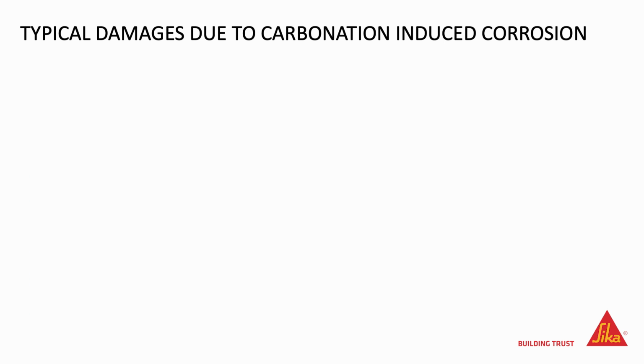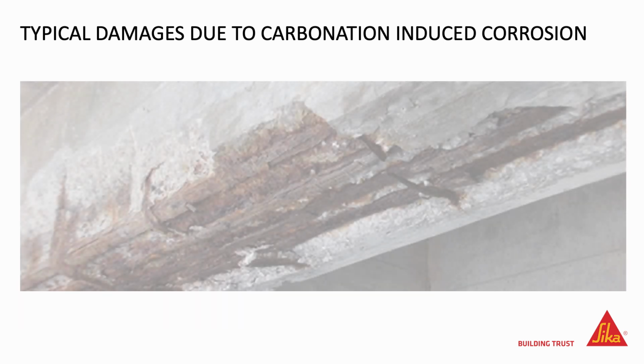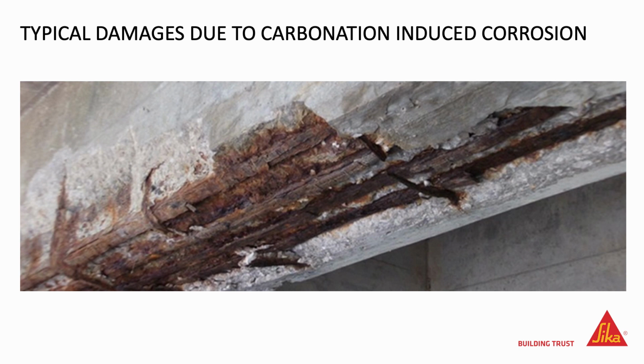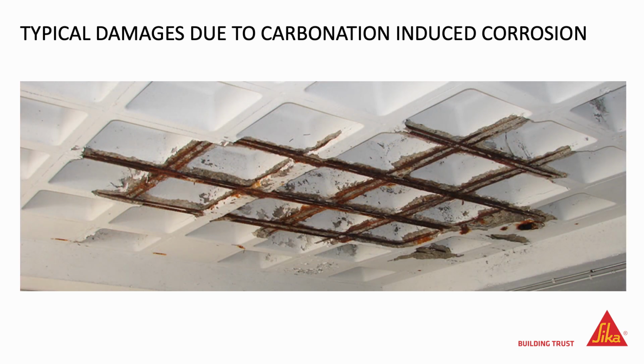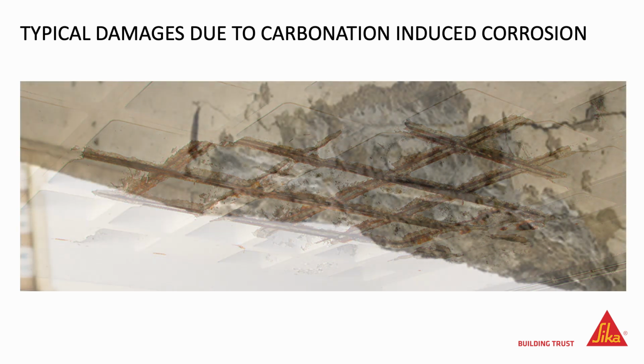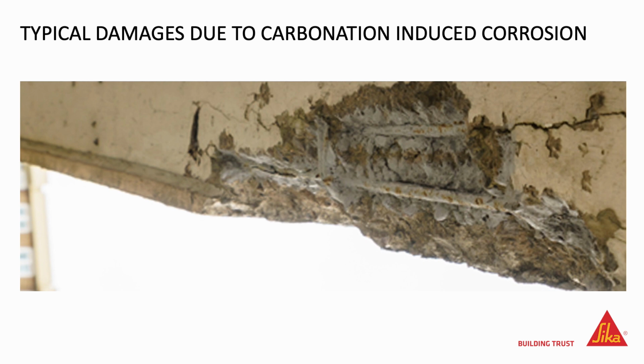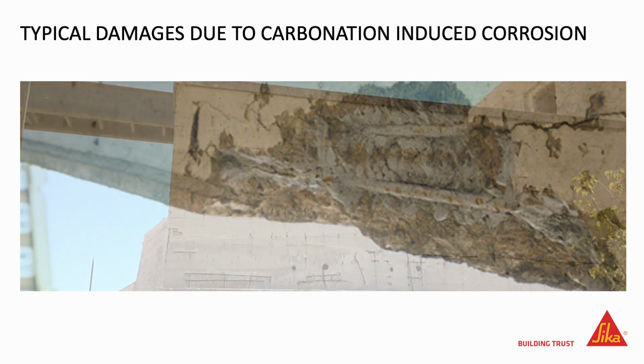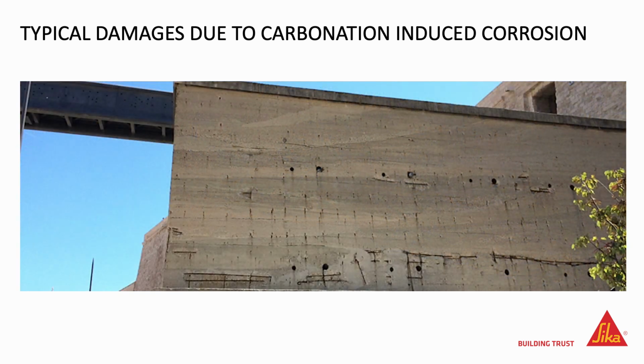Here are a few examples of damages due to corrosion in various structures: buildings, bridge beams, car parks, etc. It can be noted that most structures presenting corrosion damage due to carbonation present very low concrete cover, as seen in the different photos presented. We can also see the overall uniform corrosion typical of carbonation-induced corrosion.